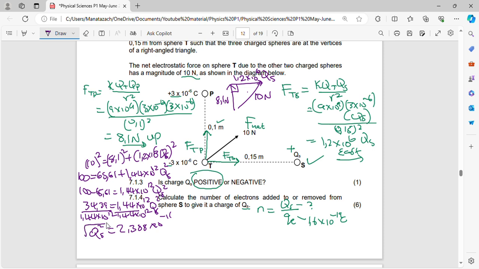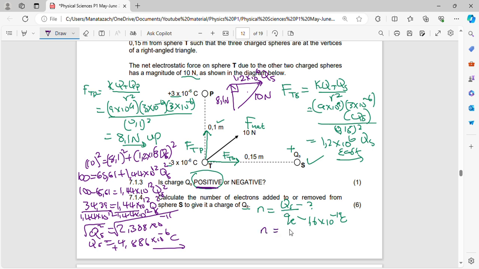So if I put a square root both sides, I'll get the QS equals 4,886 times 10 exponent minus 6 coulombs. Remember, we have to assign it a sign. We decided that the sign is positive, so that 4,886 is going to be a positive 4,886 times 10 exponent minus 6 coulombs. So now when it comes to calculating the number of electrons, we'll use this formula.